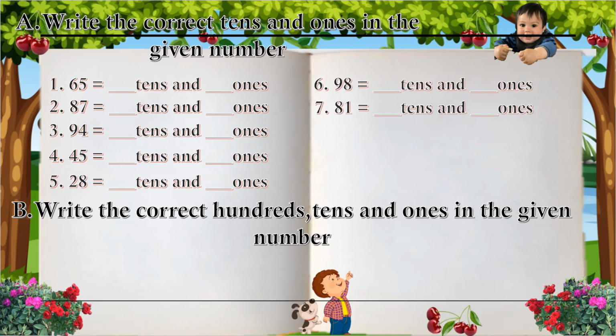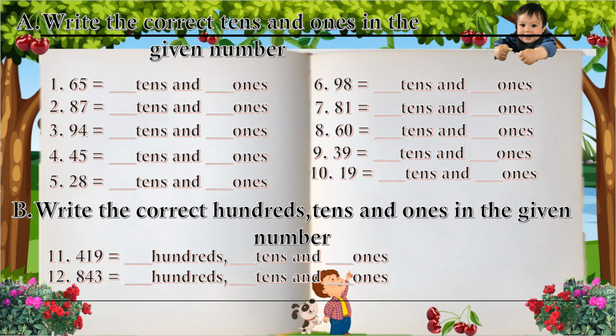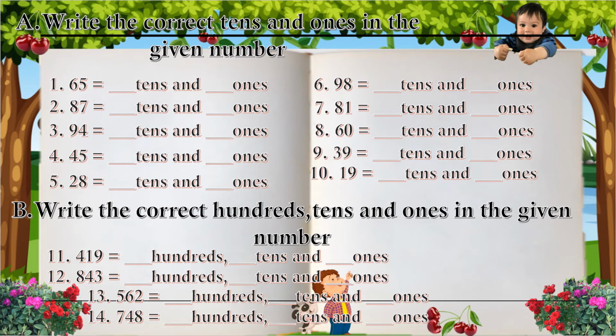Check, it's easy when you're going to answer this one. Try to pause the video so you could follow. Letter B, write the correct hundreds, tens, and ones in the given number. Okay? Pause the video if you could not follow. I presume that everybody was finished.